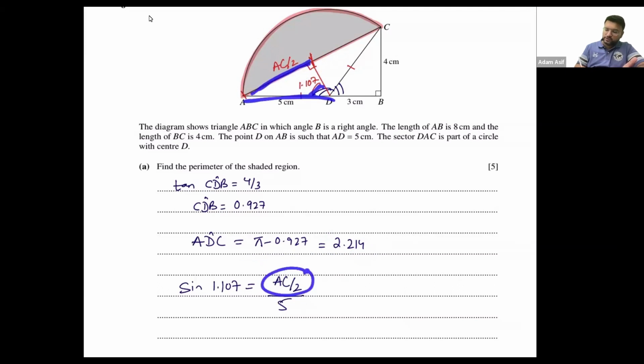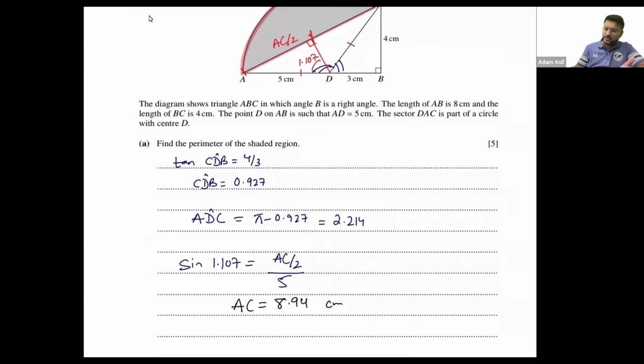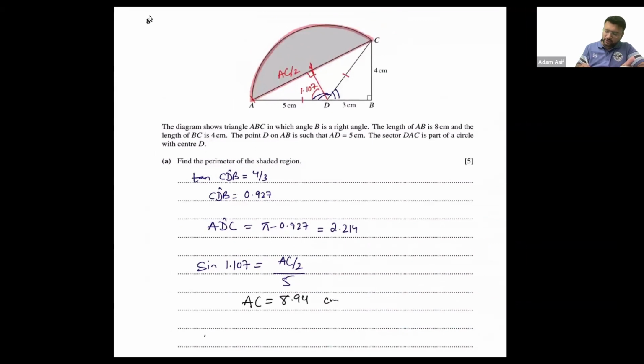AC अपॉन 2, ठीक है। मैं AC के टर्म्स में इसलिए ले रहा हूँ क्योंकि मुझे AC की लेंथ पूरी फाइंड करनी है। सो साइन ऑफ दिस वैल्यू मल्टीप्लाई बाय 5 मल्टीप्लाई बाय 2, सो AC की लेंथ आपके पास यहां से आ जाएगी 8.94 सेंटीमीटर, ठीक है। अब आर्क लेंथ कैसे निकालोगे?